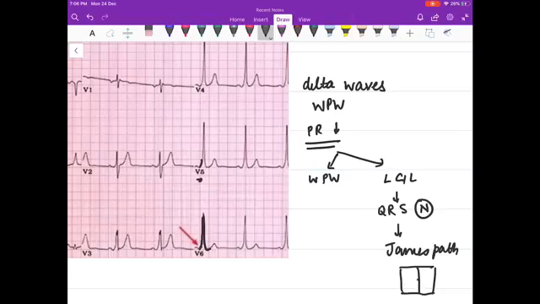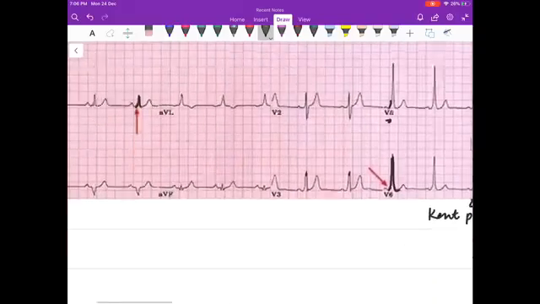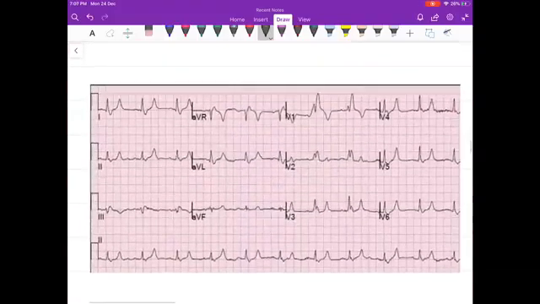If this is the heart, this is the AV node, the conduction is through this pathway. In LGL syndrome. In WPW syndrome, the conduction is through an accessory pathway through the ventricles. It is called the Kent pathway. And the QRS is increased in WPW syndrome. Okay friends, now moving on to the next ECG.